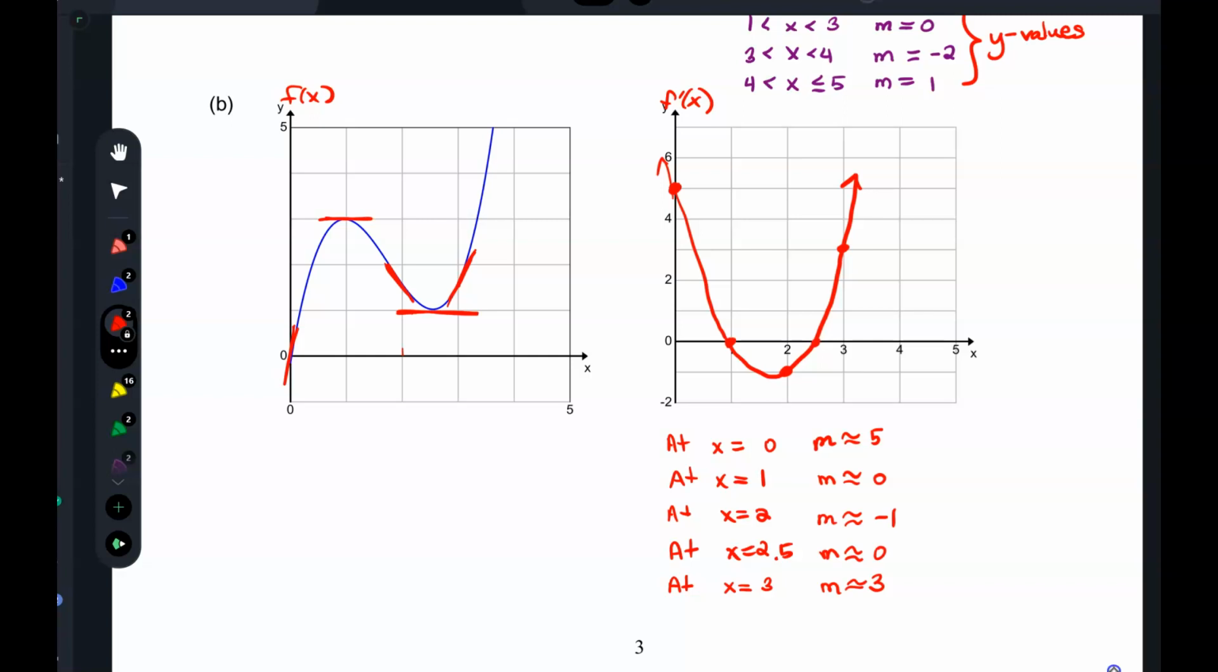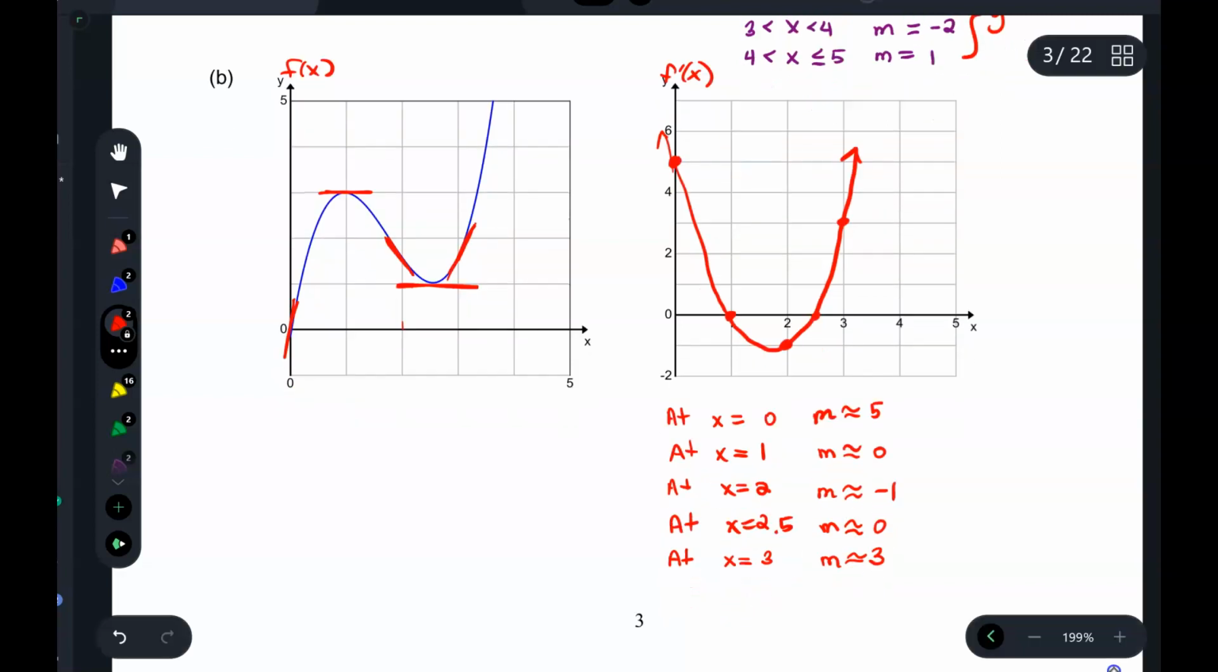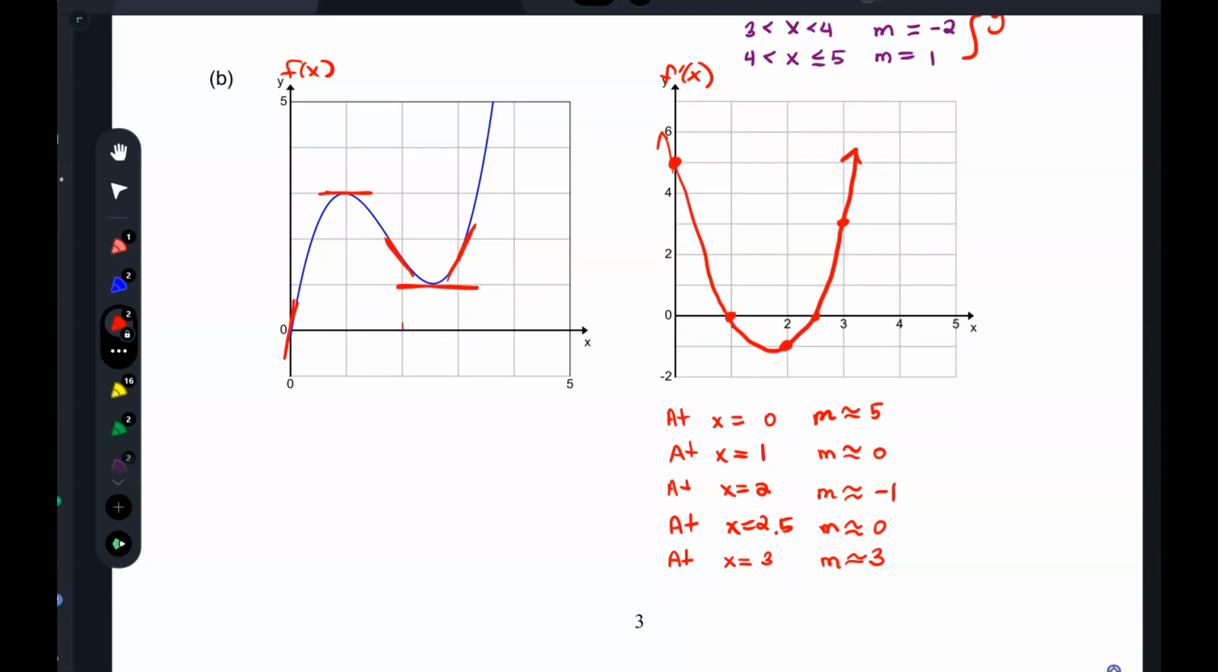Now, why did I use closed circles? It has to do with this graph not having any corners or sharp edges. It had a nice smooth curve. When that's the case, not always, but almost always, you will have a nice smooth curve for your derivative graph.